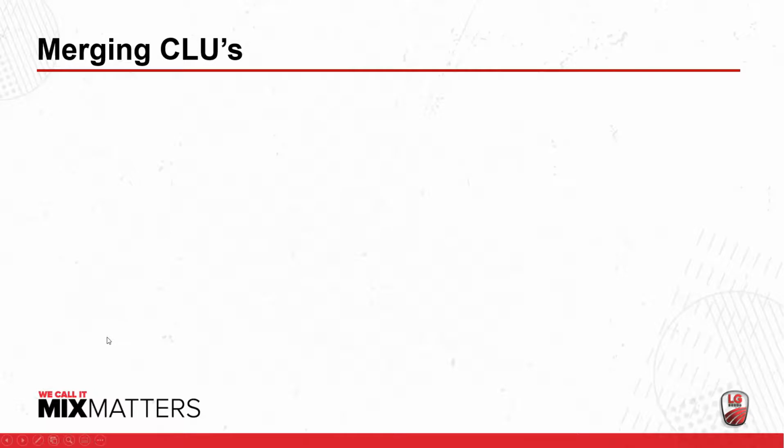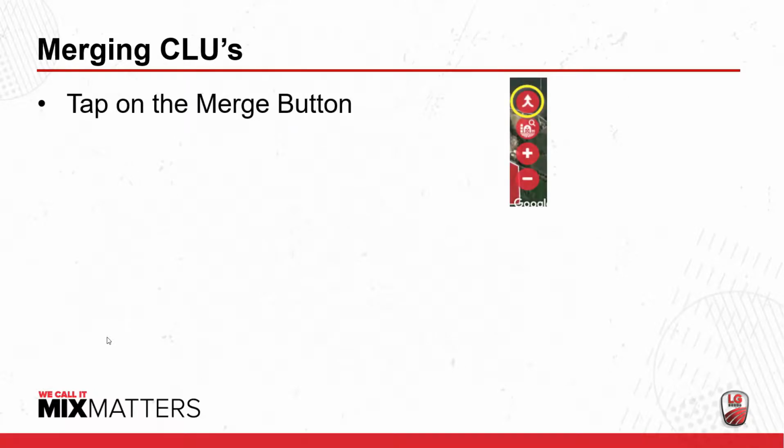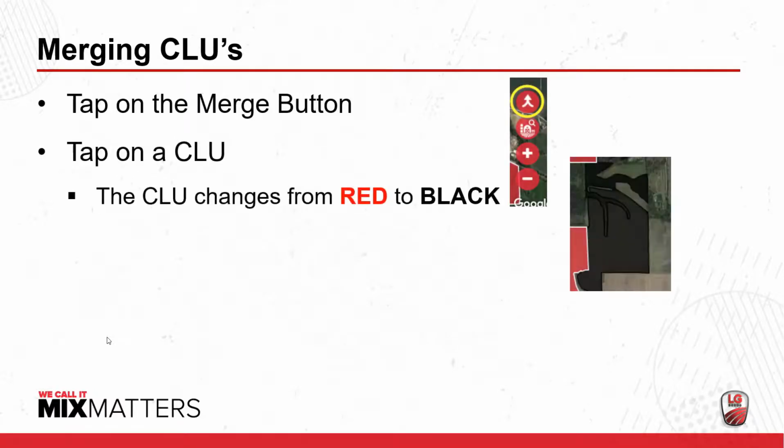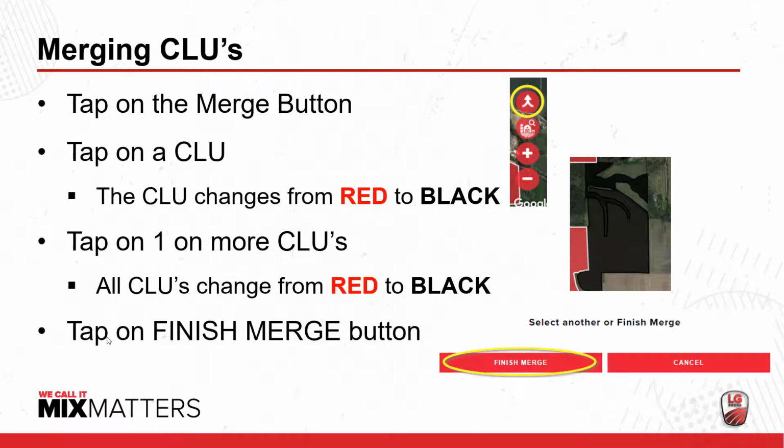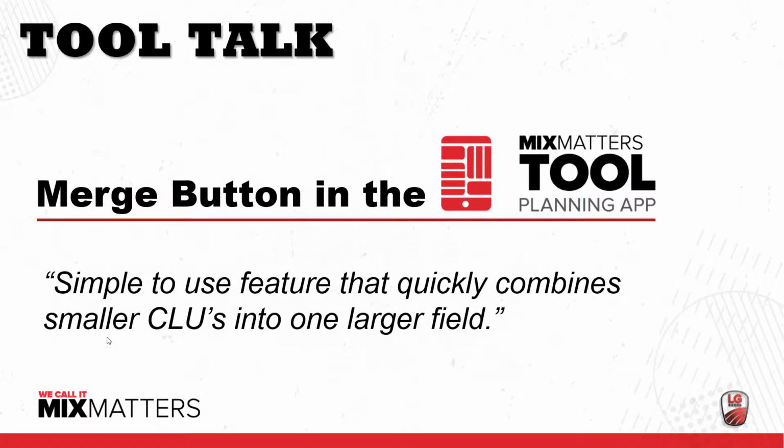So in summary, to use the tool, we tap on the merge button itself, then we tap on a common land unit, which will change it from red to black, and tap on one or more common land units, which will also change from red to black, and then last but not least, click on the finish merge button to complete it. So there's just a quick review about using the merge button tool. It's a simple to use feature that quickly combines smaller common land units into one larger field. Thanks for joining us on this Tool Talk.